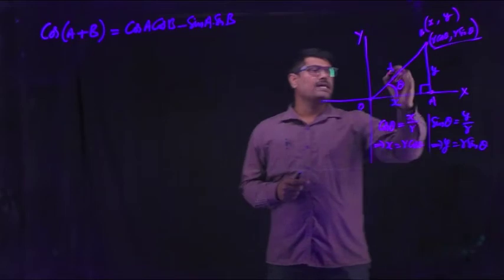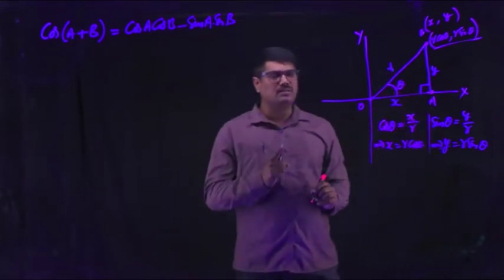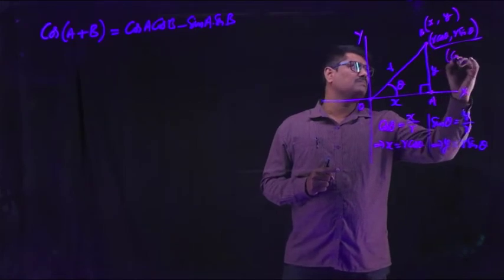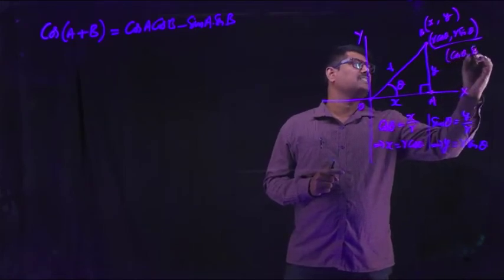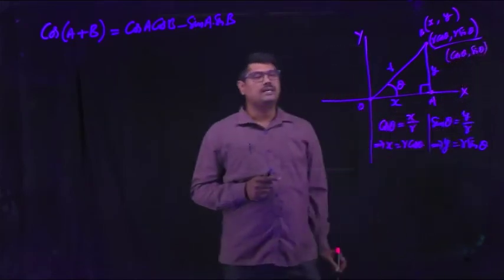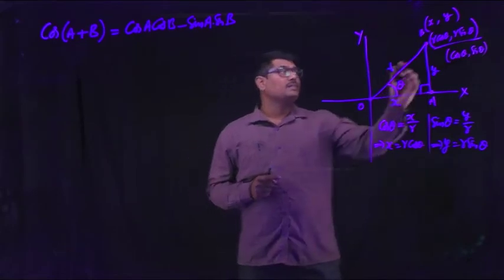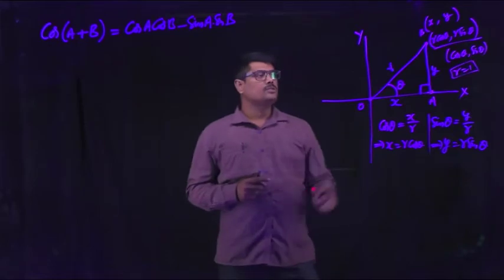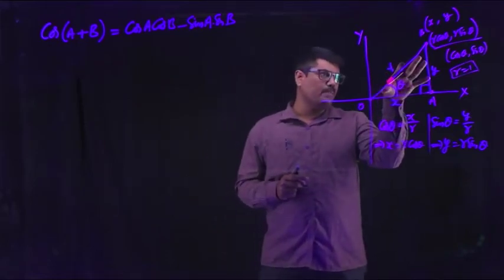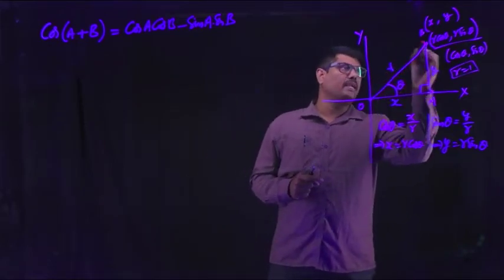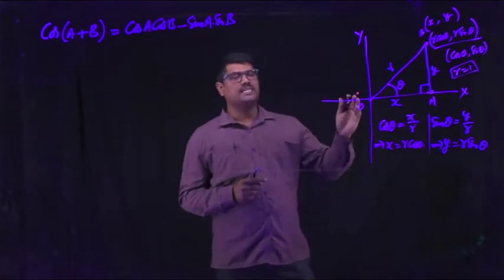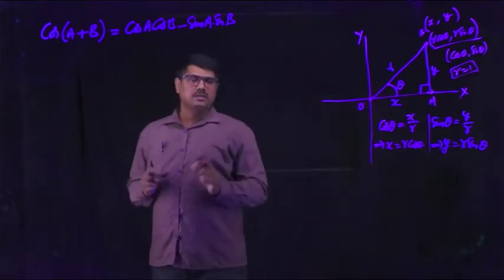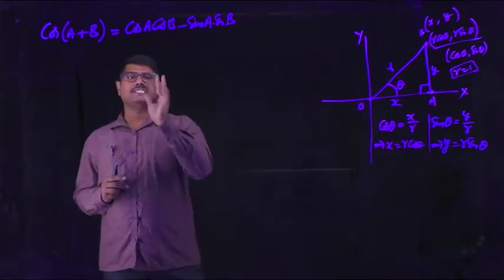Remember, if you consider this r value as 1 unit, then how does this point become cos theta, sin theta? Simply cos theta, sin theta, when r is equal to 1. So if you consider the length of the hypotenuse as 1, then the coordinates of the point will be cos theta, sin theta. If you know that concept, then we can verify this formula.